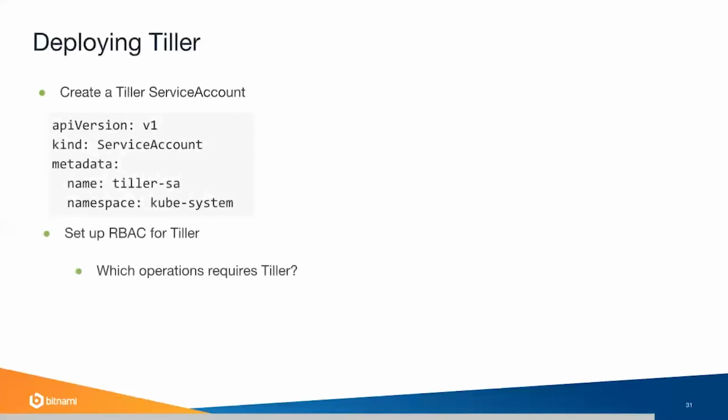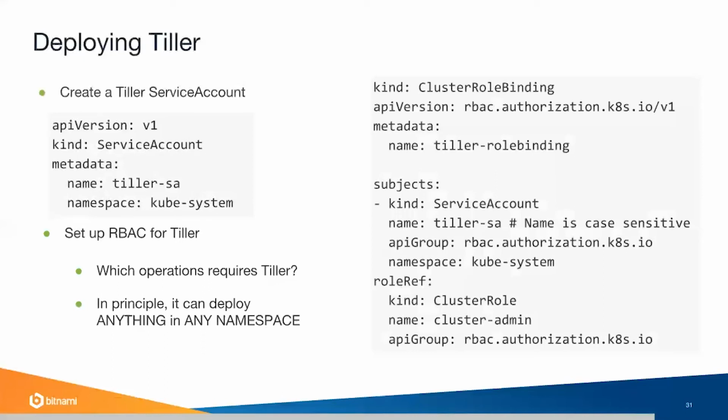And now the question is, what operations does Tiller require to work properly? Well, we're talking about Helm charts, so in principle, it could deploy anything in any namespace. If we don't configure that, then users will not be able to fully exploit Helm's potential. One may be tempted to have this kind of cluster role binding. So we will say service account, Tiller SA, the subject, and we will use the cluster-admin cluster role, which, as we said before, was the one that could deploy anything in any namespace.